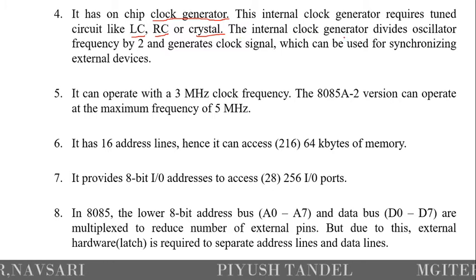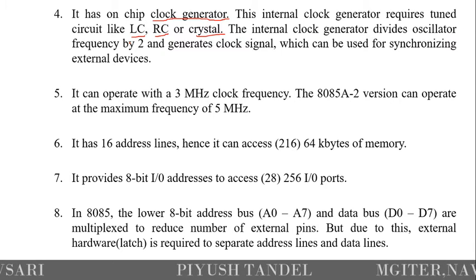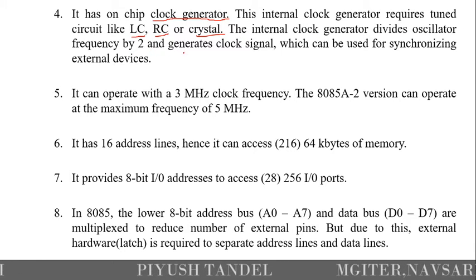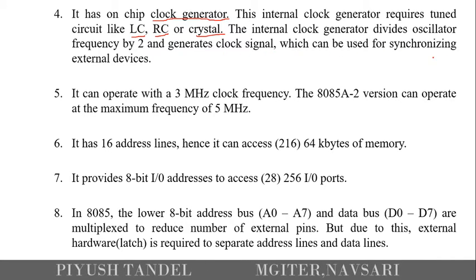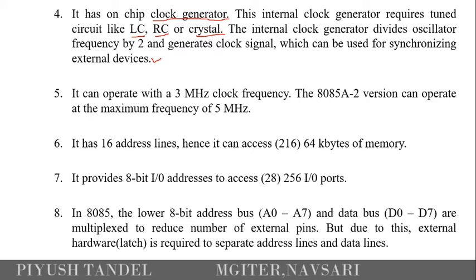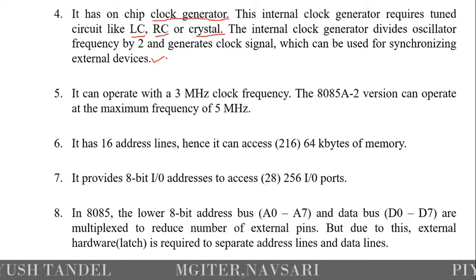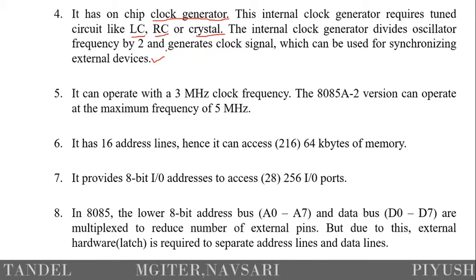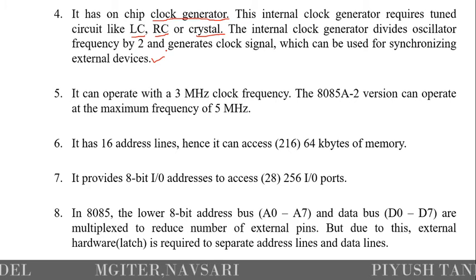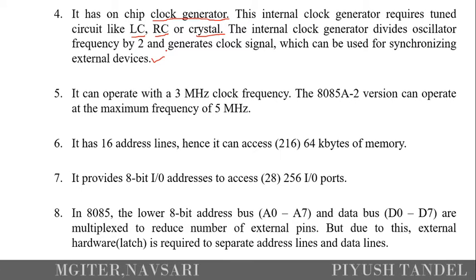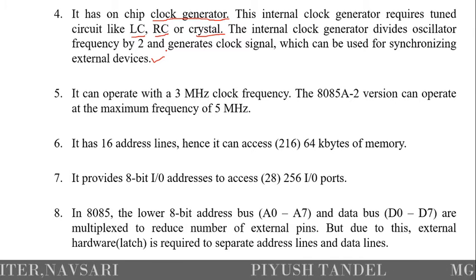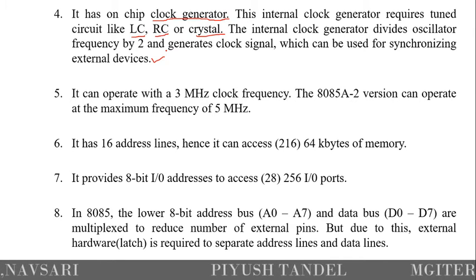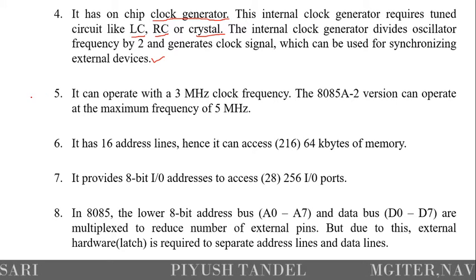Now the internal clock generator divides the oscillator frequency by 2 and generates clock signals, which can be used for synchronizing external devices. So whenever we are synchronizing our processor with an external device, at that time we need to compare, or we can say we need to synchronize both the clock signals, both the clock frequencies with each other. So that's why we can synchronize the external device with our microprocessor.